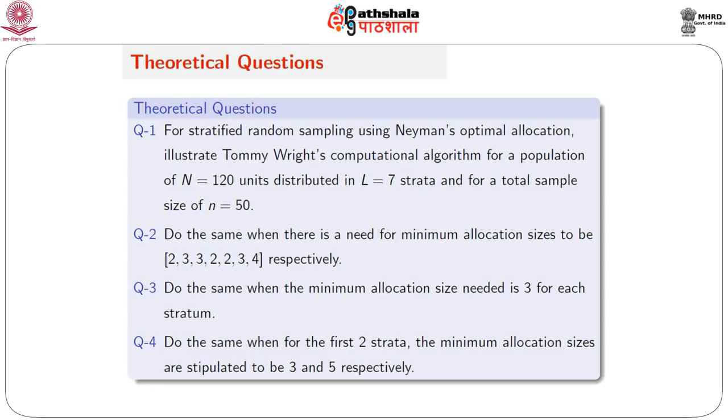Question 2. Do the same when there is a need for minimum allocation sizes to be 2, 3, 3, 2, 2, 3, 4 respectively. So as I said, if there is any constraint, then we first put that constraint. In the two-way table, we make a deliberate selection of the units such that all these numbers are represented. So we have 2 from the first one, 3 from the second one, and so on. And after that, these are made bold as in the text. This total is 2 plus 3 plus 3, 8, plus 2, 10, plus 2, 12, plus 3, 15, plus 4. The total is 19. So 19 are taken.